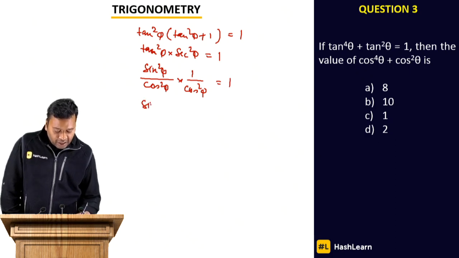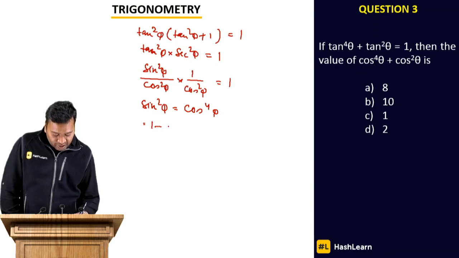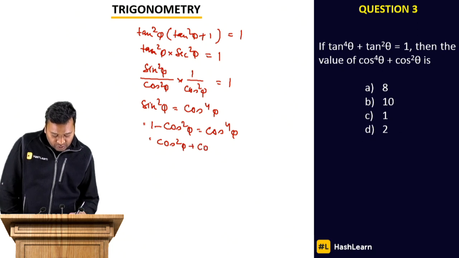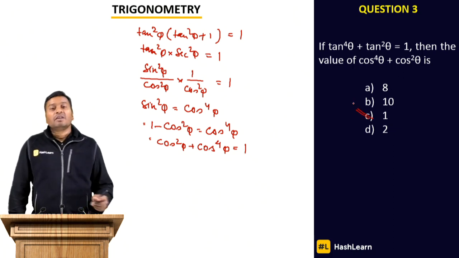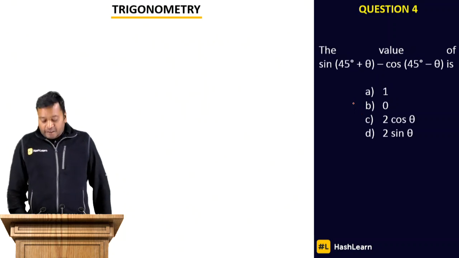So I can say sin square theta is equal to cos raised to 4 theta, and sin square theta is nothing but 1 minus cos square theta, should be equal to cos raised to 4 theta. So that represents cos square theta plus cos raised to 4 theta is equal to 1, right? So मेरा ऑप्शन हो गया C. ऑप्शन C will be my answer here, right?